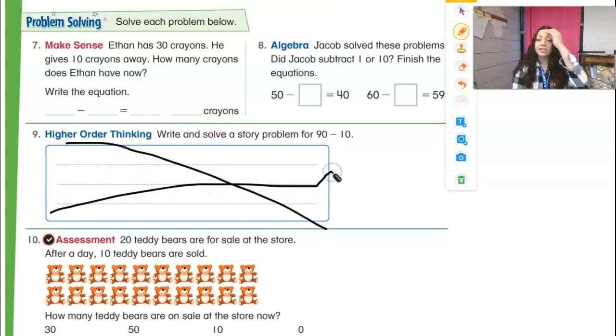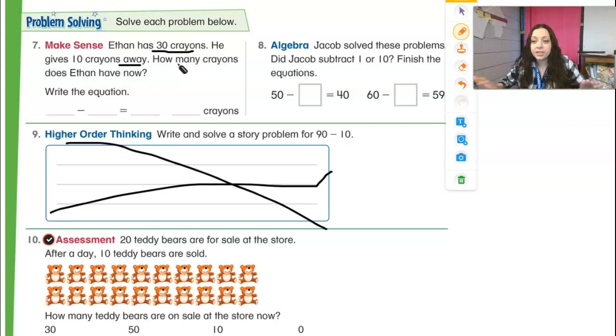All right. We are going to try one of our word problems today because we want to be thinking about those problems and trying to figure out what it's trying to ask us to do in them, okay? So it says Ethan has 30 crayons. He gives 10 crayons away. How many crayons does Ethan have now? So let's think about that. He had 30. He's giving 10 of them away.